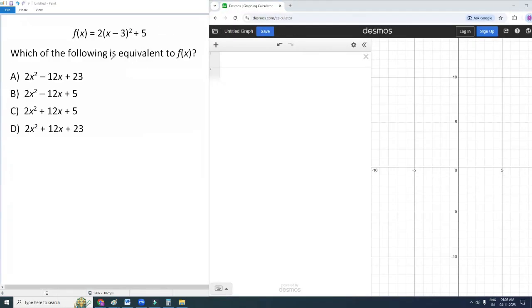Here we have the next problem. Okay, let's go to the question. f of x equals 2 times (x - 3) the whole squared plus 5. Which of the following is equivalent to f of x? When I consider the function f of x over here, it is a quadratic function in vertex form.